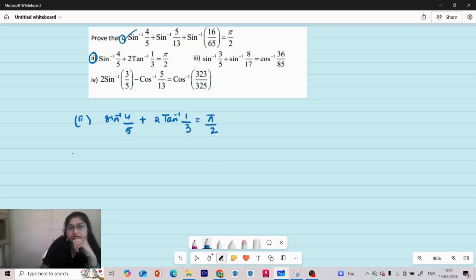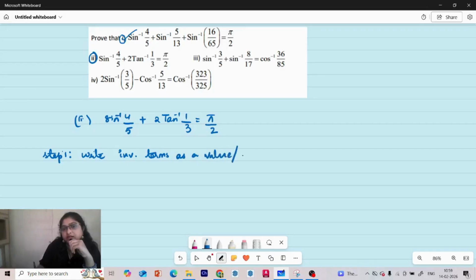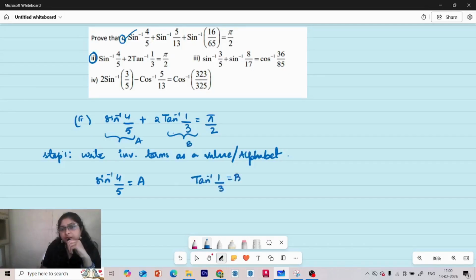So as I told you, step 1 is to always write your inverse terms as a variable, as a value or an alphabet. Replace them. So sine inverse 4 by 5 is equal to a, and replace. I take this as a and tan inverse 1 by 3 as b. So tan inverse 1 by 3 is equal to b.